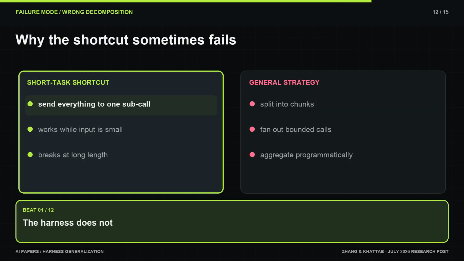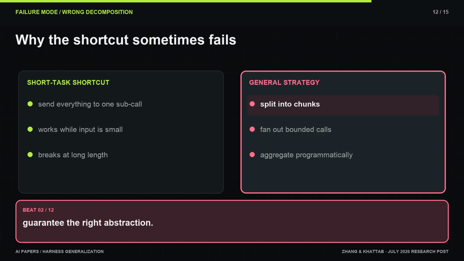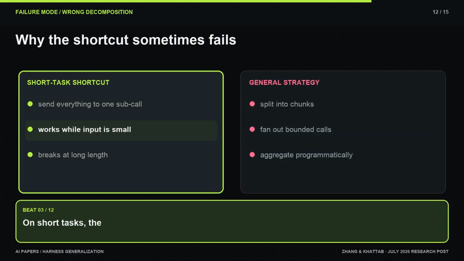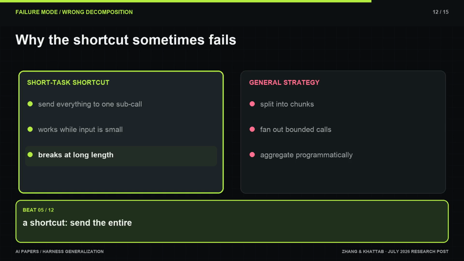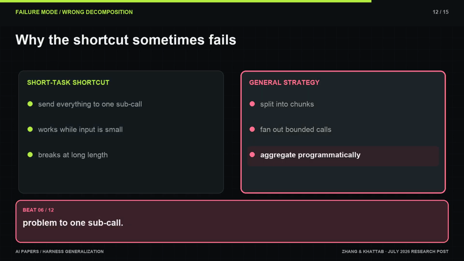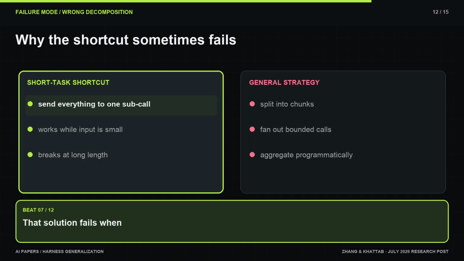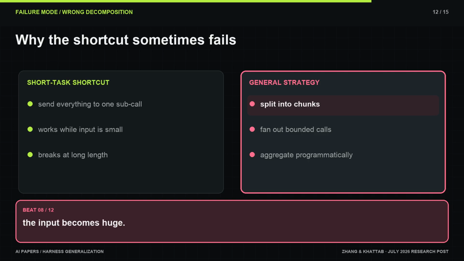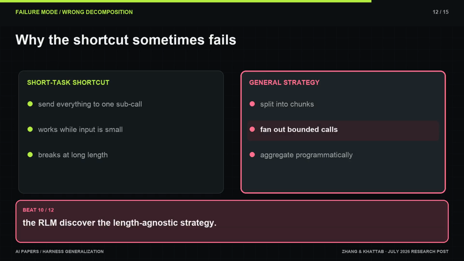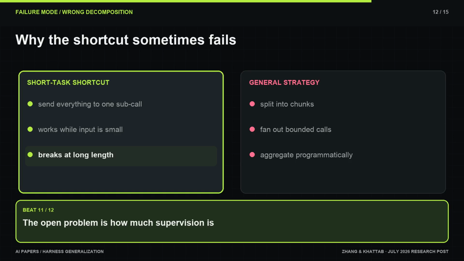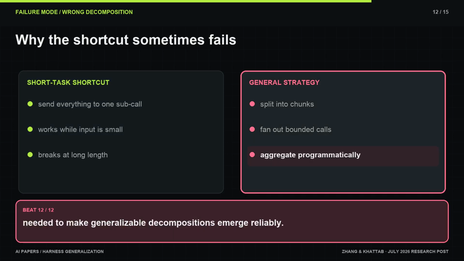The harness does not guarantee the right abstraction. On short tasks, the root model can take a shortcut, send the entire problem to one subcall. That solution fails when the input becomes huge. In MRCR v2, a small instruction to decompose helped the RLM discover the length-agnostic strategy. The open problem is how much supervision is needed to make generalizable decompositions emerge reliably.